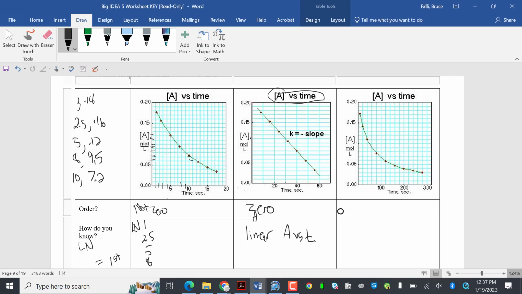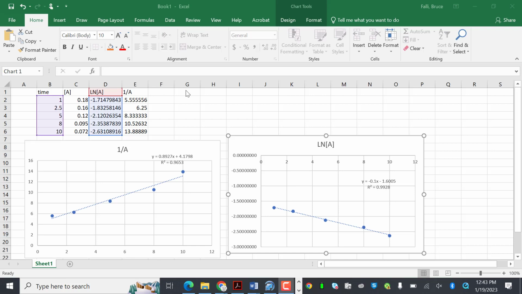Okay, so what I did was I graphed time and natural log of A. When I graph this, I get an equation that looks pretty much like a straight line. The R squared value, we're going to do this in our lab, is 0.998. Then I graphed 1 over A versus T, and you see how this one looks more curvy. It's not quite as straight, and the R squared value for that is less.